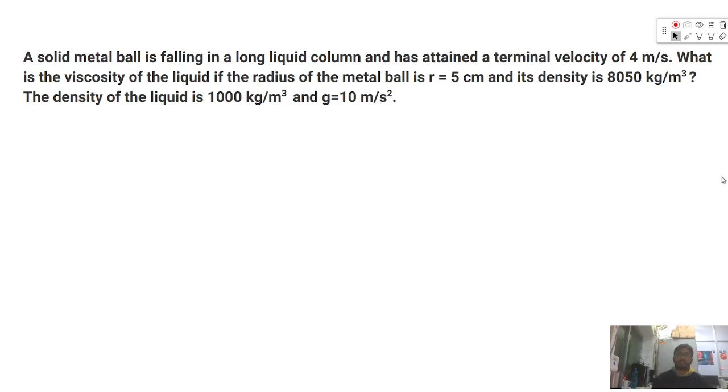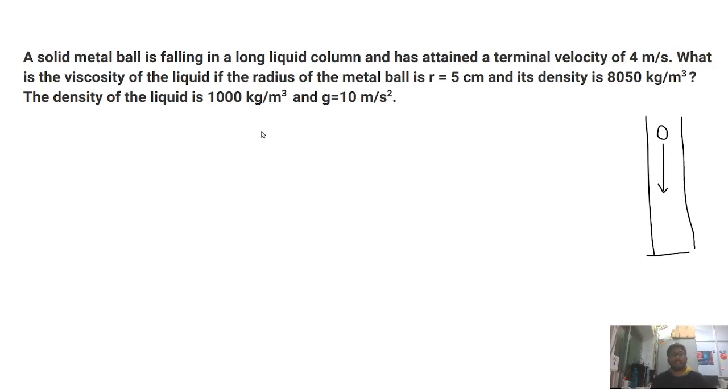Okay, so what we have is a vertical column like this, and you have some solid metal ball which has a downward motion. If we have this kind of a thing, you have the liquid as some viscous liquid, right? Let's say liquid is there somehow.